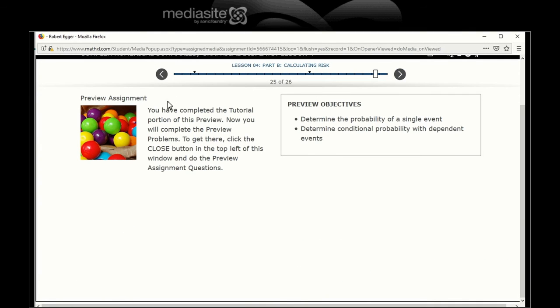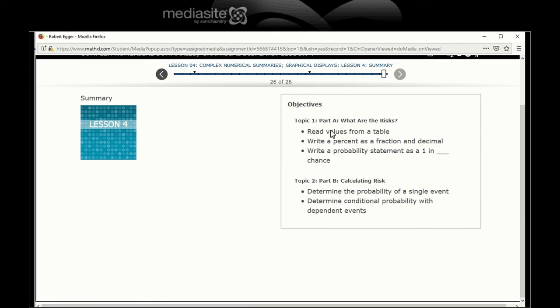To preview what we've done, probability of a single event, and we determined conditional probability with dependent events. That's what we did, and we're done with lesson 4. Complex numerical summaries, graphical displays, lesson 4 summaries. Well, lesson 4 tutorials.